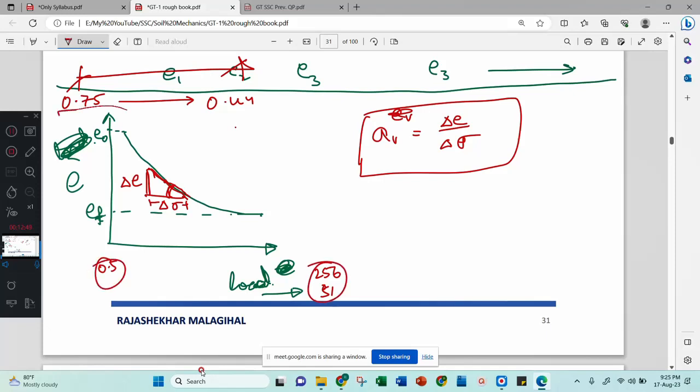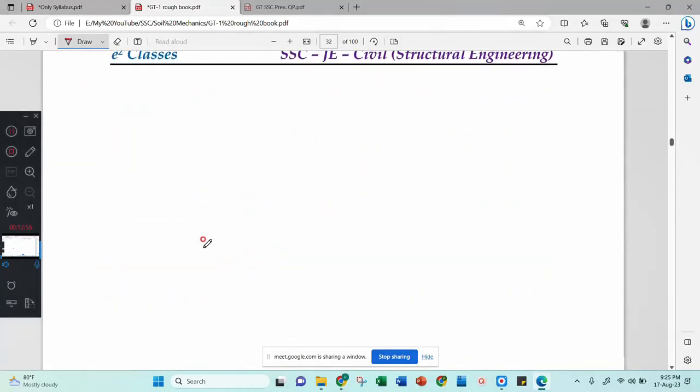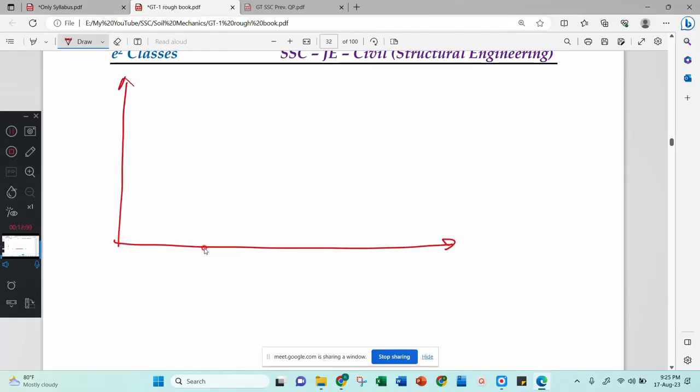Therefore this is not a best fitting graph. Therefore we will take a semi-log graph. When I take a semi-log graph, the x-axis will be log sigma and the y-axis is void ratio. There I will draw a curve, then the curve will be like this.